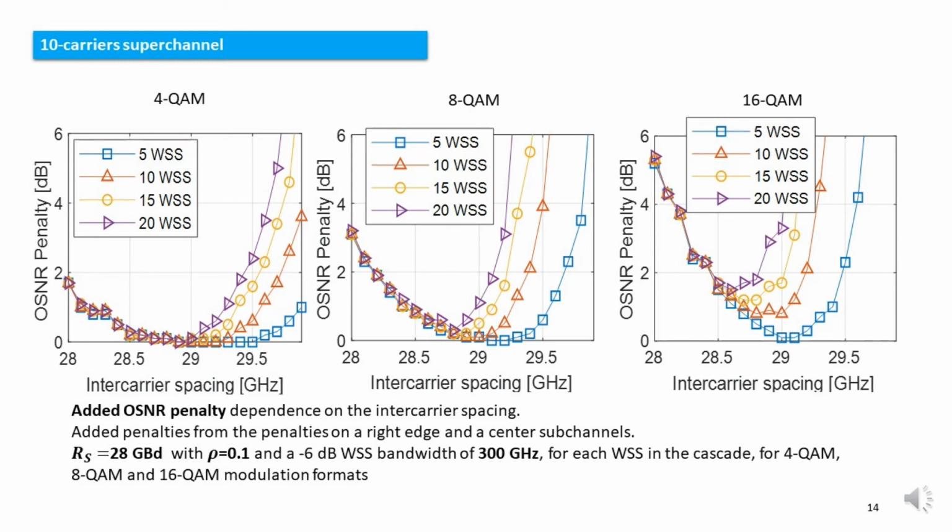With this procedure, we achieve the lowest penalty for all subchannels and always below 1.5 dB after 20 WSS and using the lowest WSS bandwidth. This way, we achieve the highest spectral efficiency for the superchannel.